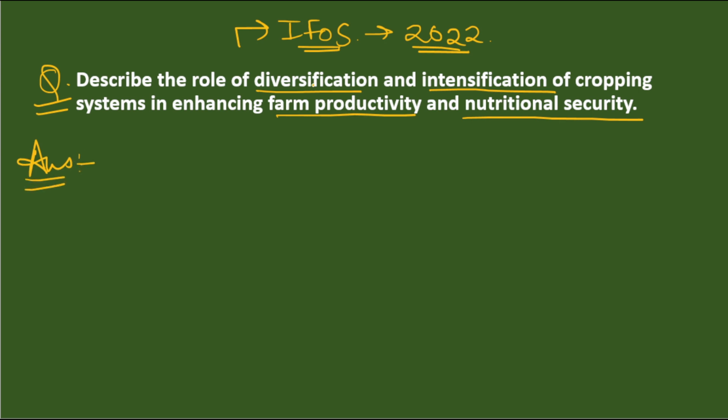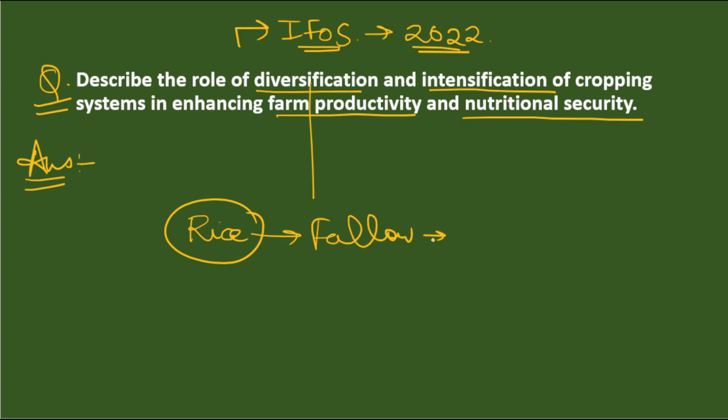So first of all, what is diversification? We need to understand what diversification is. Suppose we have a field and we are just growing rice for all the seasons, or you are growing rice then keeping our land fallow for one season, then again growing rice, or we are using just two crops such as we are using rice wheat system.